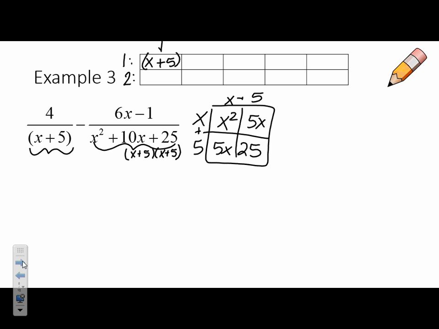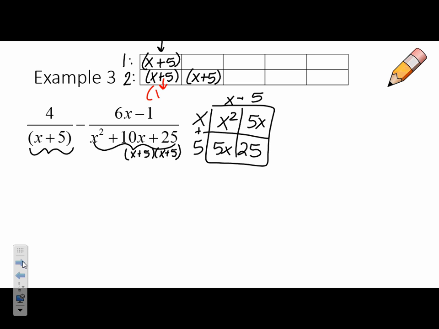I already have an x plus 5 column going here, so I'm going to write one there. But he has another one, so I have to write it next to it as well. I have to start a second x plus 5 column. So that's it, really. Now I just need to figure out what my common denominator is.